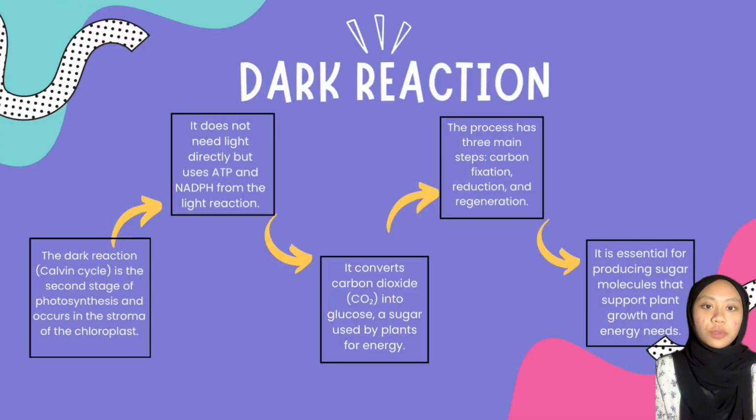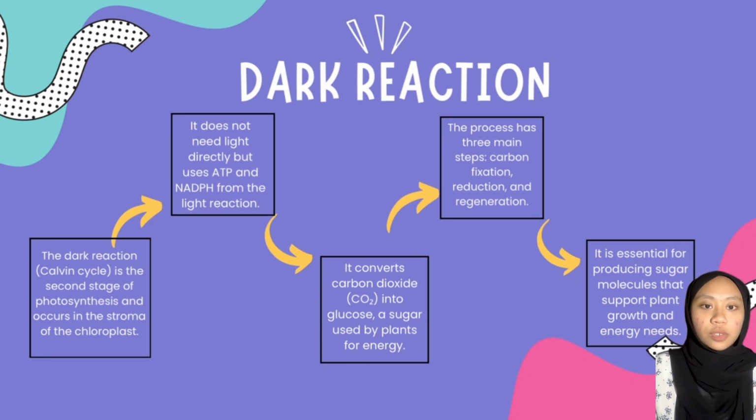Next, we move to the dark reaction. The dark reaction, also known as the Calvin cycle, is the second stage of photosynthesis that takes place in the stroma of the chloroplast. Unlike the light-dependent reaction, it does not require light directly but relies on the ATP and NADPH produced during the light reaction.